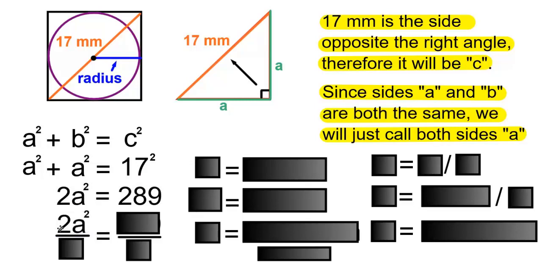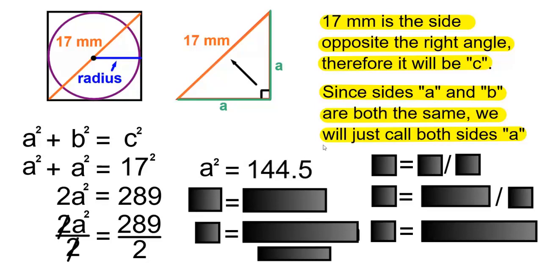To remove the 2 times a squared, we'll divide this side by 2. And if we divide this side by 2, we'll divide the 289 by 2 as well. The times 2 and divided by 2 will cancel, leaving us with a squared. And the 289 divided by 2 will equal 144.5.